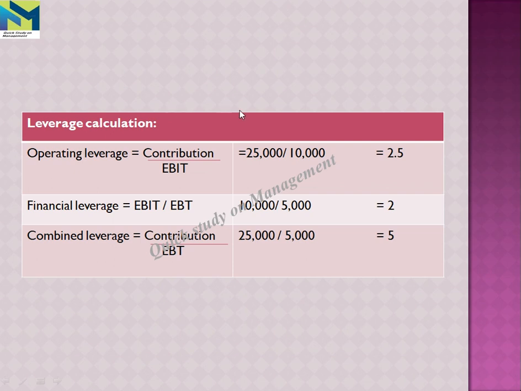Then here we have the calculation of leverage. First we have the operating leverage. The operating leverage formula is contribution divided by EBIT. The contribution is 25,000 divided by 10,000. The value is 2.5. And financial leverage, the formula is EBIT divided by EBT. The EBIT value is 10,000 and EBT 5,000. So 10,000 divided by 5,000, the value is 2. And combined leverage means the contribution divided by EBT, that is 25,000 divided by 5,000, the value is 5.